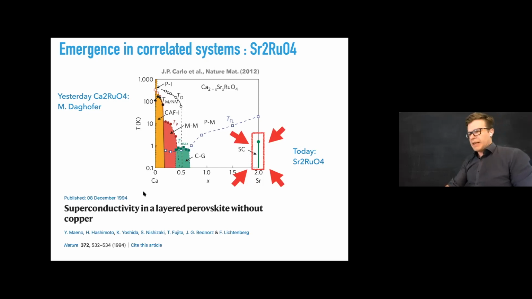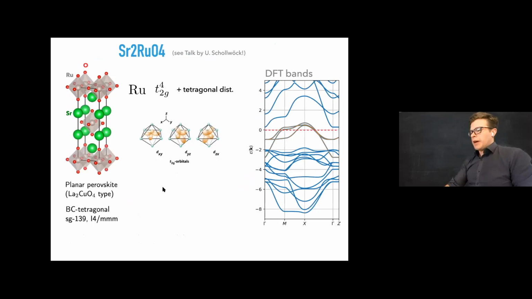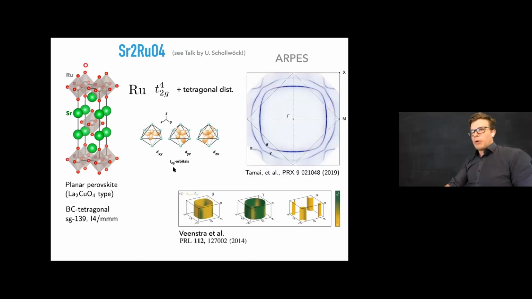co-workers in the mid-90s. So I'm very thankful actually for the talk by Uli Schollwöck just before me, because this spares me some time and I can skip this slide almost entirely, because I don't have to tell you that we have here this kind of tetragonal symmetry band structure with 3 t2g orbitals at a filling of 4 electrons. And you also already have seen the Fermi surfaces as recorded here by ARPES experiments.